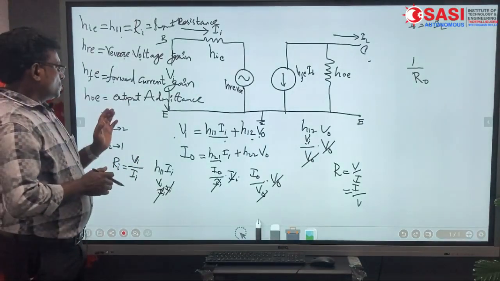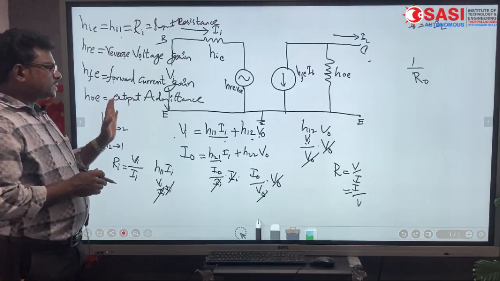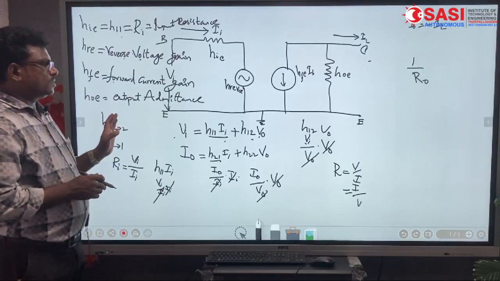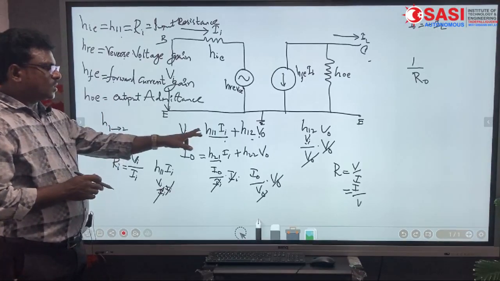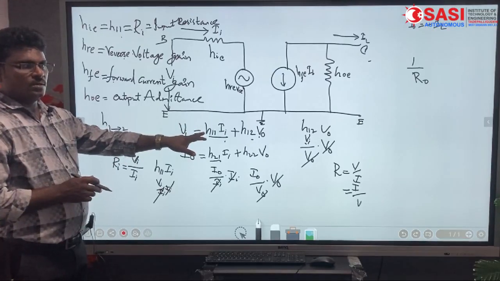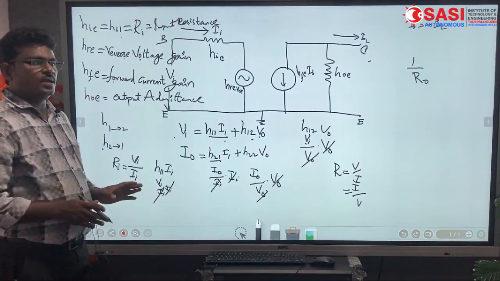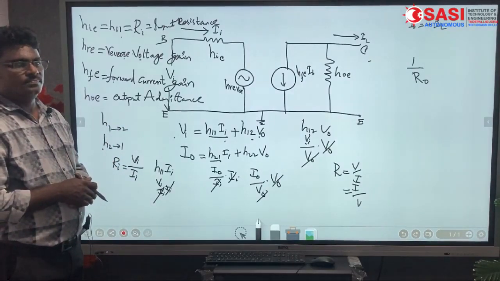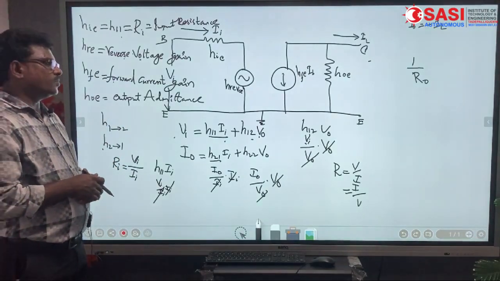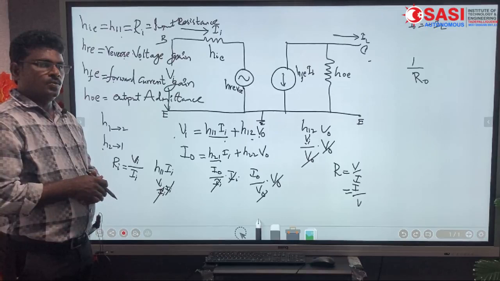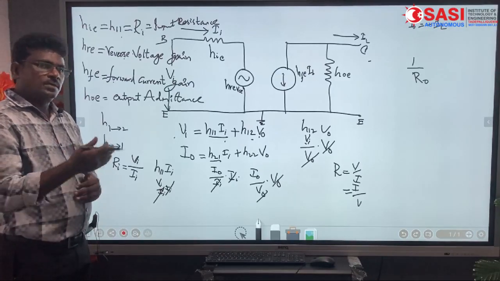Okay, so let us consider this circuit and terminology, use this notation, and immediately identify what the parameter is. This is the main aim of this class. So next class we can analyze the circuit.